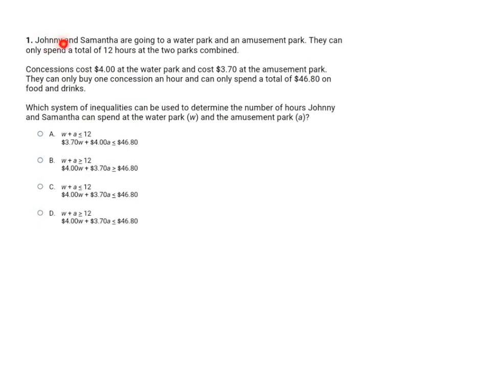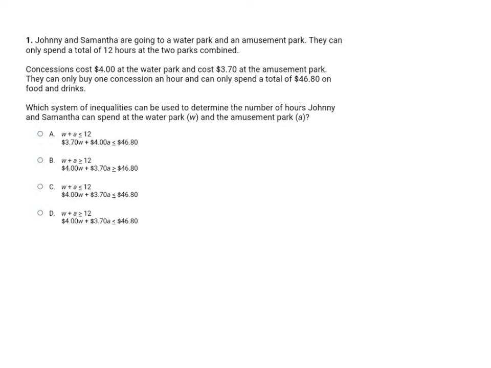This problem says Johnny and Samantha are going to a water park and an amusement park. They can only spend a total of 12 hours at the two parks combined. Concessions cost $4 at the water park and cost $3.70 at the amusement park. They can only buy one concession an hour and can only spend a total of $46.80 on food and drinks. Which system of inequalities can be used to determine the number of hours Johnny and Samantha can spend at the water park? We're going to use W for that, and the amusement park, they're going to use A.